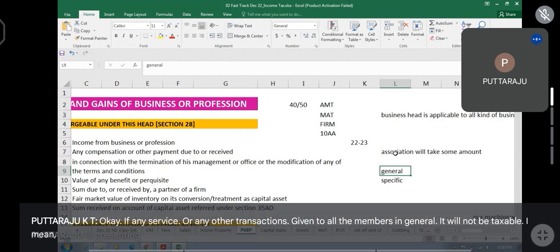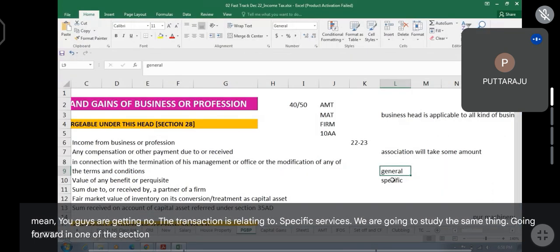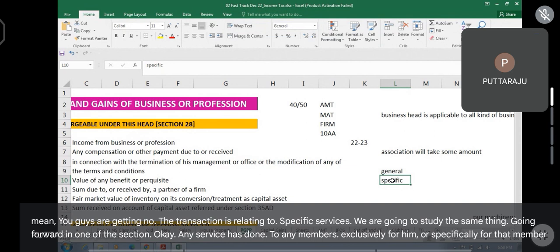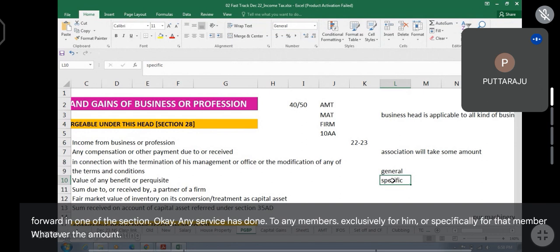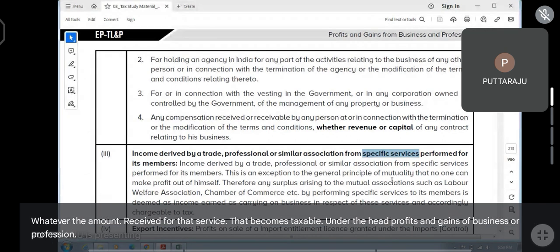I mean, you guys are getting it, no? The transaction is relating to specific services. We are going to study the same thing going forward in one of the sections. Okay. If any service has been done to any member exclusively for him or specifically for that member, whatever the amount received for that service, that becomes taxable under the head profits and gains of business or profession. Now you got it?